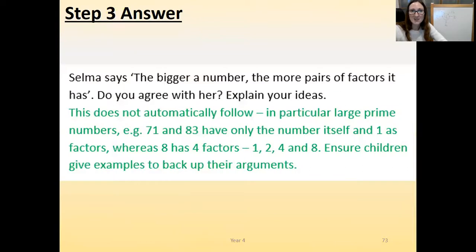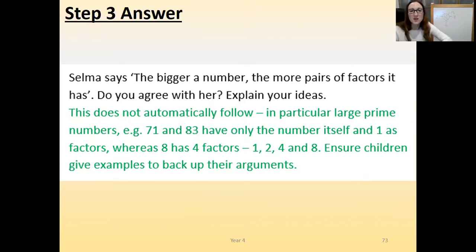Right then, step 3. In a nutshell, no, Selma is not correct. It's not necessarily true that the larger the number, the more factors and pairs of factors it will have. Actually, we could give the example of some numbers which are called prime numbers. Prime numbers only have 1 and themselves as a factor; they only have 2 numbers as a factor pair.